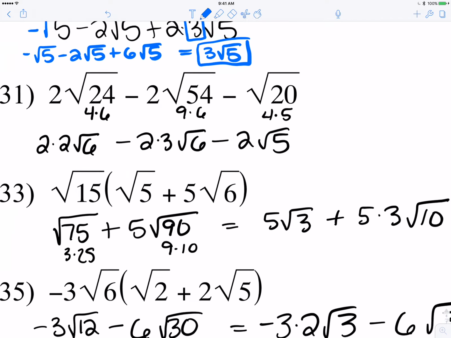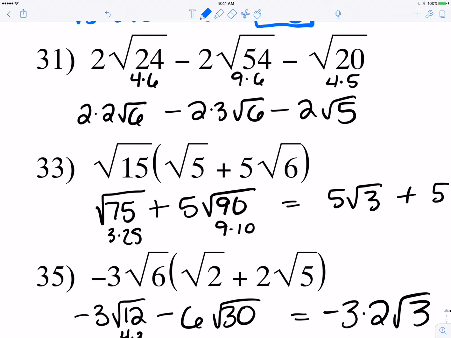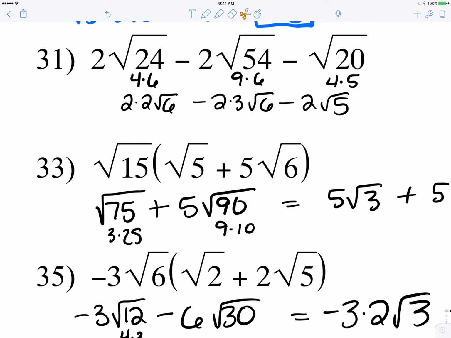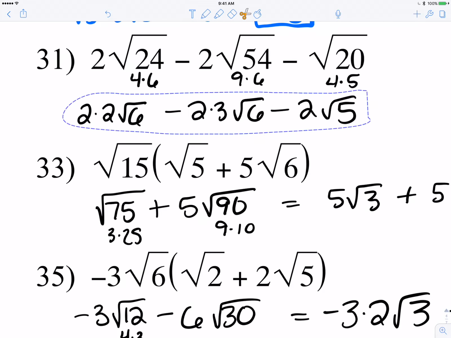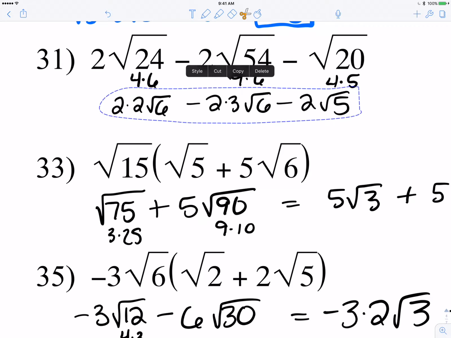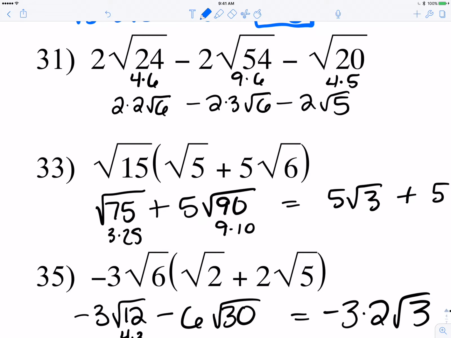31. 24 can be broken up into 4 times 6. 54 can be broken up into 9 times 6. And 20 can be broken up into 4 times 5. So let's take out all of those. 2 is still on the outside of the first term. But then we take out the square root of 4. And that's where we're getting this 2 from. 6 stays under the square root sign because it's a decimal.